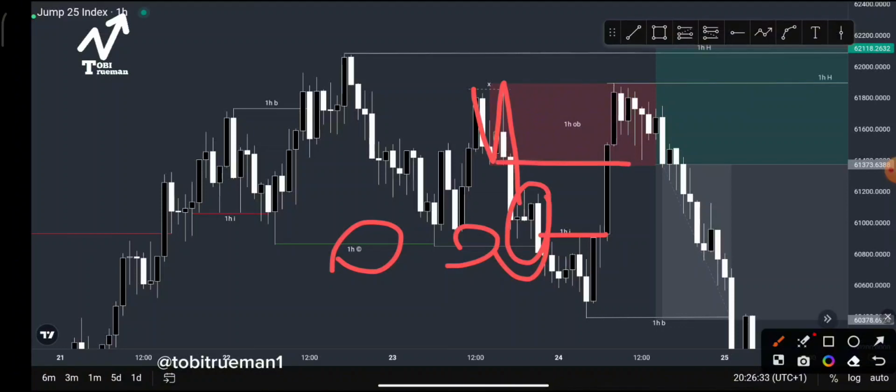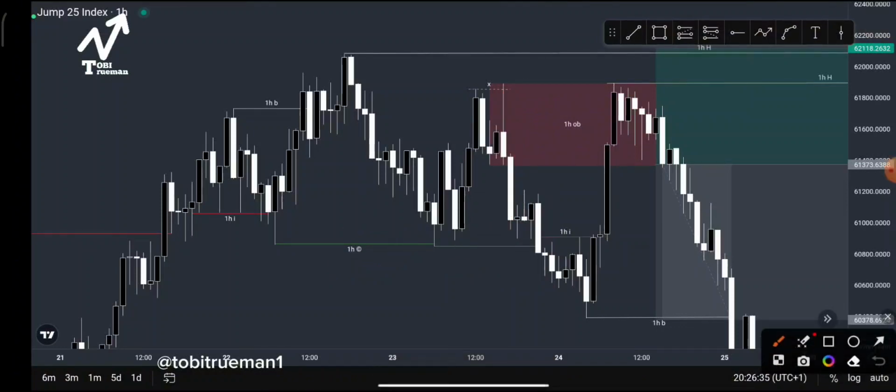And why is this order block valid? Because this order block swept liquidity. You can see just some type of liquidity. The price swept it and took it. Then even if it's another order block but price never swept the liquidity, we can also take it.